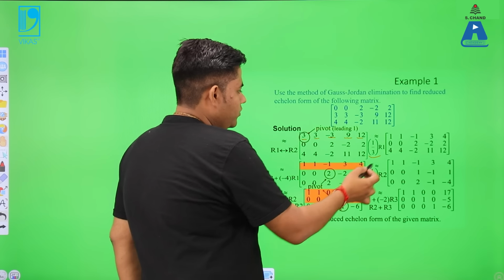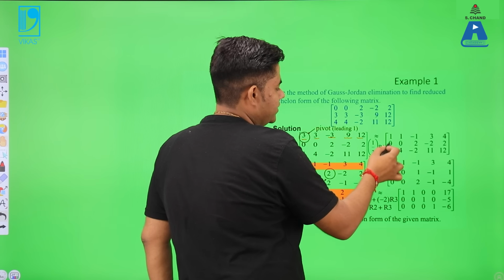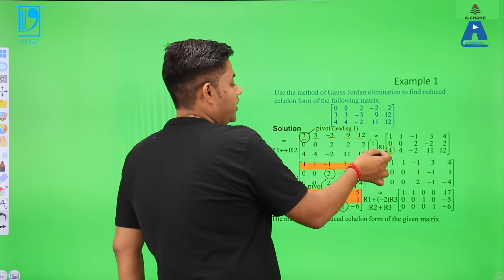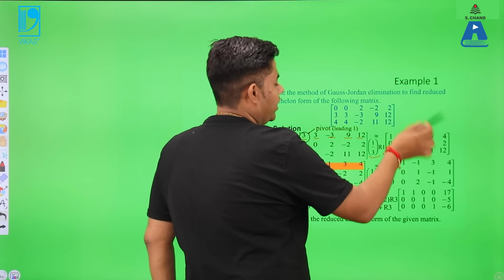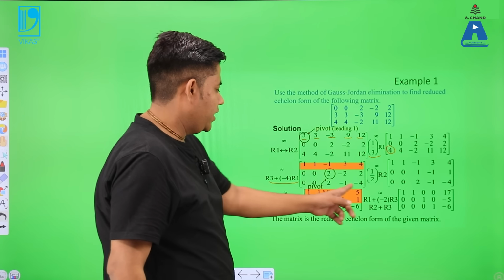And then I have to make this 4 as 0. So how can I do that? I need to get this 4, and this would be row number 3. So row 3 minus 4 times row 1. So row 3 minus 4 times row 1 would be the case.